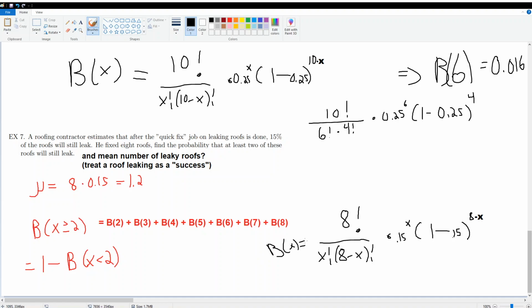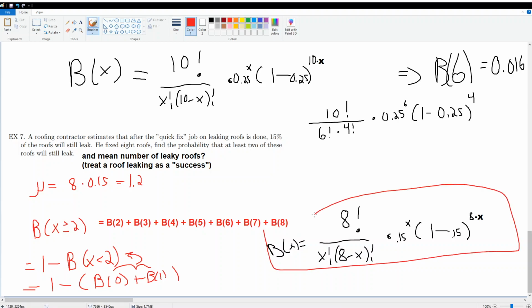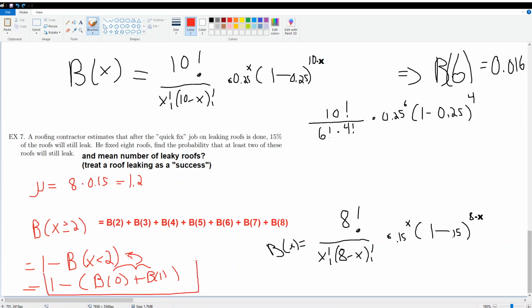If you enter this straight into Desmos, you're nearly there. Well, if x is less than 2, constructing our complement, the only 2 ways you can be less than 2 is if nothing leaks or only one thing leaks. So this is equal to 1 minus b of 0 plus b of 1. I put these in parentheses because this is equal to that. So if you enter this into Desmos, you can literally enter in this, and it will give you the correct answer. Regardless, b of 0 plus b of 1 is 0.658.